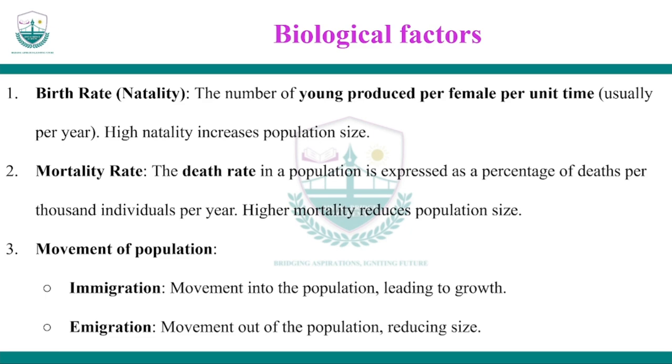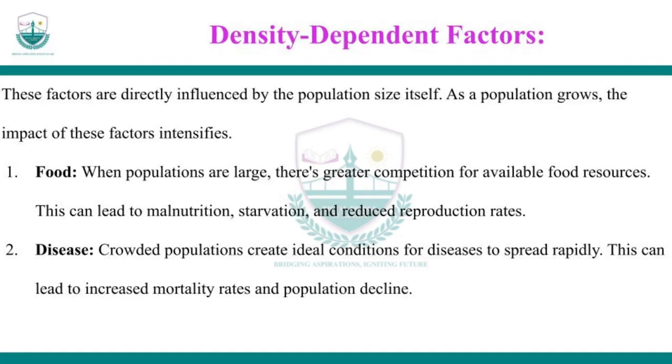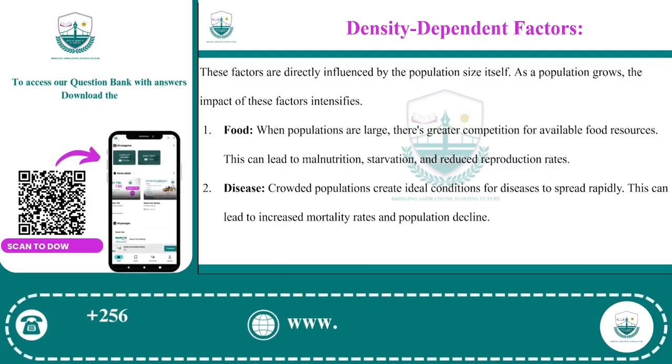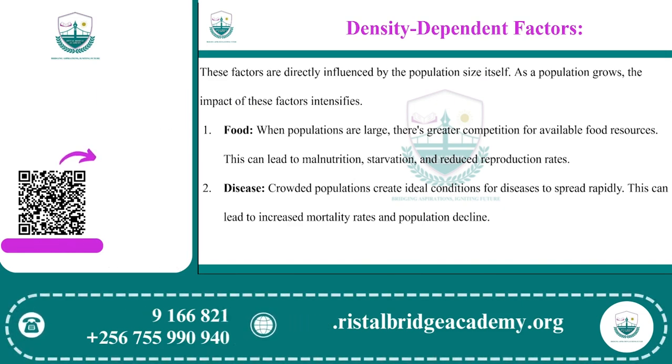Now we shift to density-dependent factors. These intensify as population density increases. Let's start with two major ones. Food availability. In dense populations, individuals compete for the same limited resources. Lack of food leads to malnutrition, reduced fertility, and eventually higher death rates. For example, locust swarms rapidly deplete vegetation, collapsing their own population.